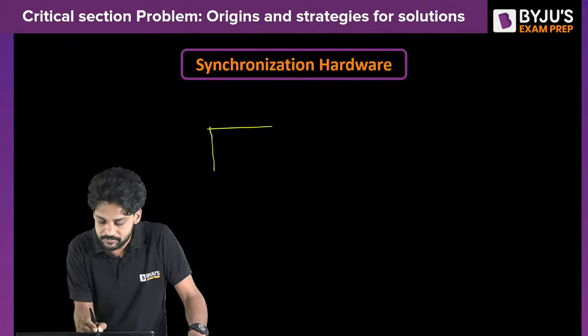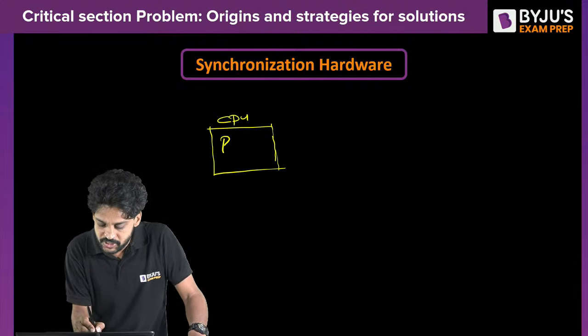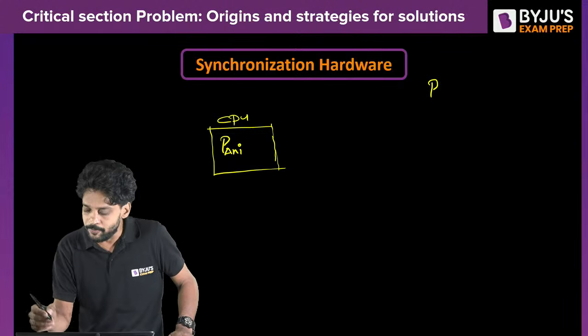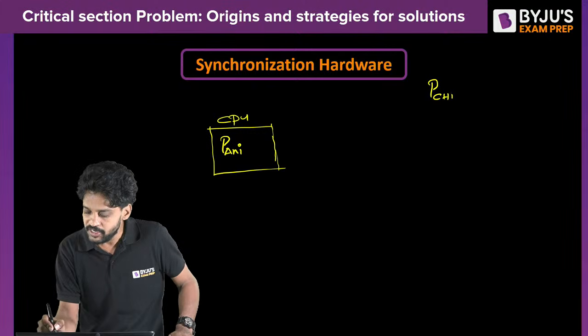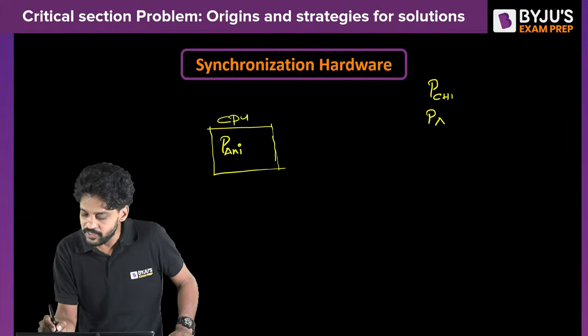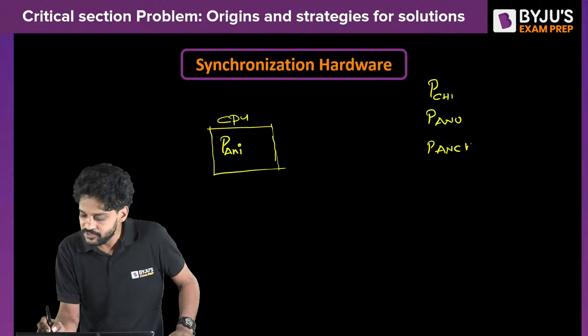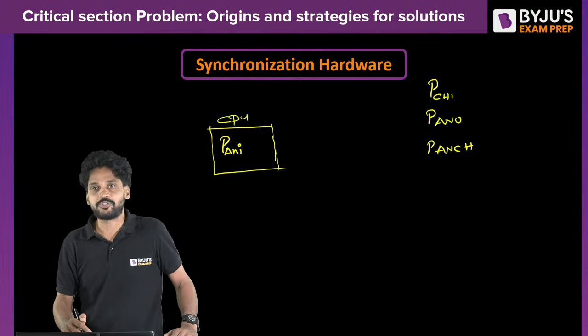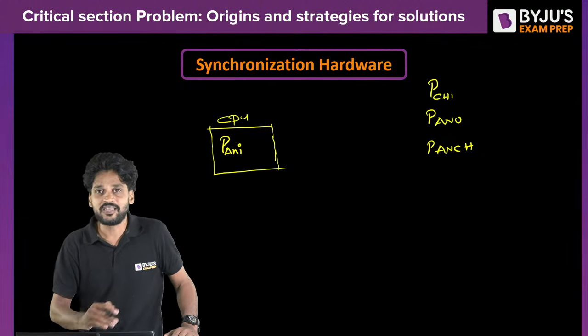This is my CPU. Currently, one process, myself, process PANI, is executing within the CPU. In the main memory, there are other cooperative processes, PCHI, PANU, and PANCH. These processes, in addition to myself, are also cooperative processes. They also want to enter into the critical section.